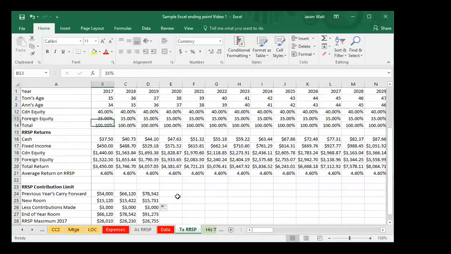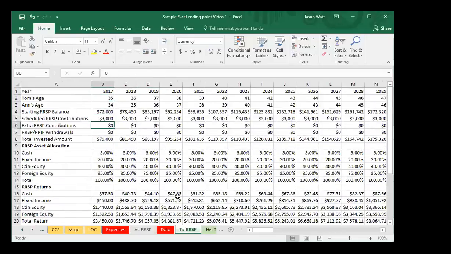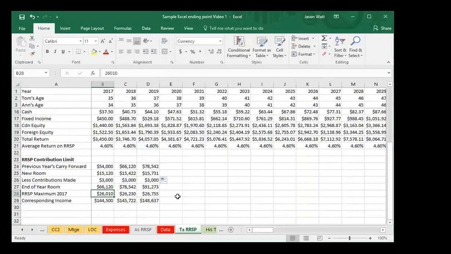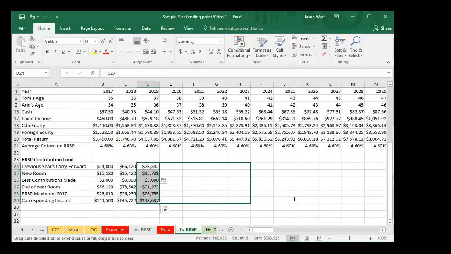And his contributions, of course, are the 3,000. Perfect. The formula is pretty smart. It copied over for us. His end of year room is just based on what's on this sheet. The RSP maximum is the same for everybody, and the corresponding income is the same for everybody. So we are in good shape here, so far as I can tell.